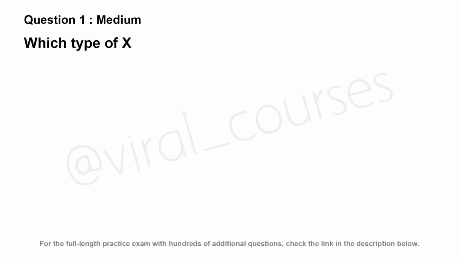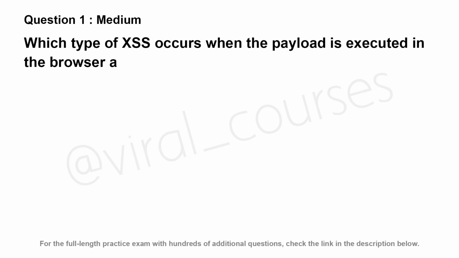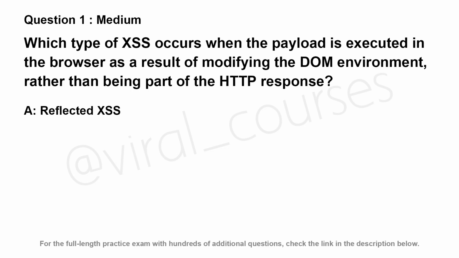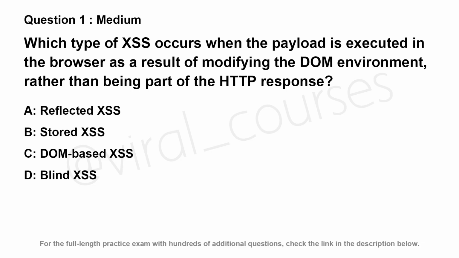Which type of XSS occurs when the payload is executed in the browser as a result of modifying the DOM environment, rather than being part of the HTTP response? Option A, Reflected XSS. Option B, Stored XSS. Option C, DOM-based XSS. Option D, Blind XSS.